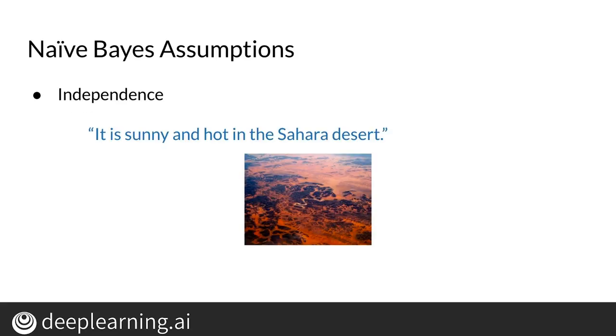To illustrate what independence between features looks like, let's look at the following sentence. It is sunny and hot in the Sahara Desert. Naive Bayes assumes that the words in a piece of text are independent of one another. But as you can see, this typically isn't the case. The words sunny and hot often appear together as they do in this example. Taken together, they might also be related to the thing they're describing, like a beach or a desert. So the words in a sentence are not always necessarily independent of one another. But naive Bayes assumes that they are.